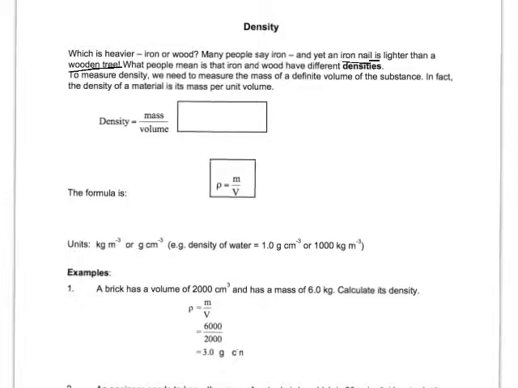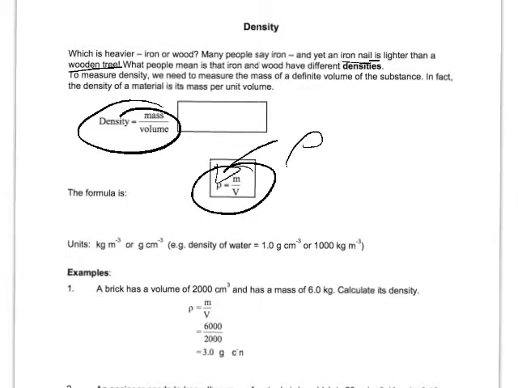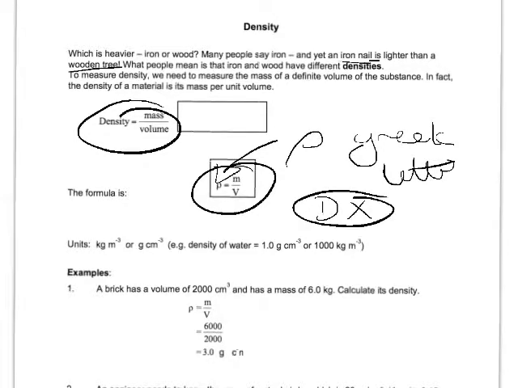Okay, so that's the formula that you're going to use, but we want to label it like this. That symbol there is rho. It's a Greek letter. We do not want to see D. If you ever put that into something, you get it wrong. And it's mass divided by volume.